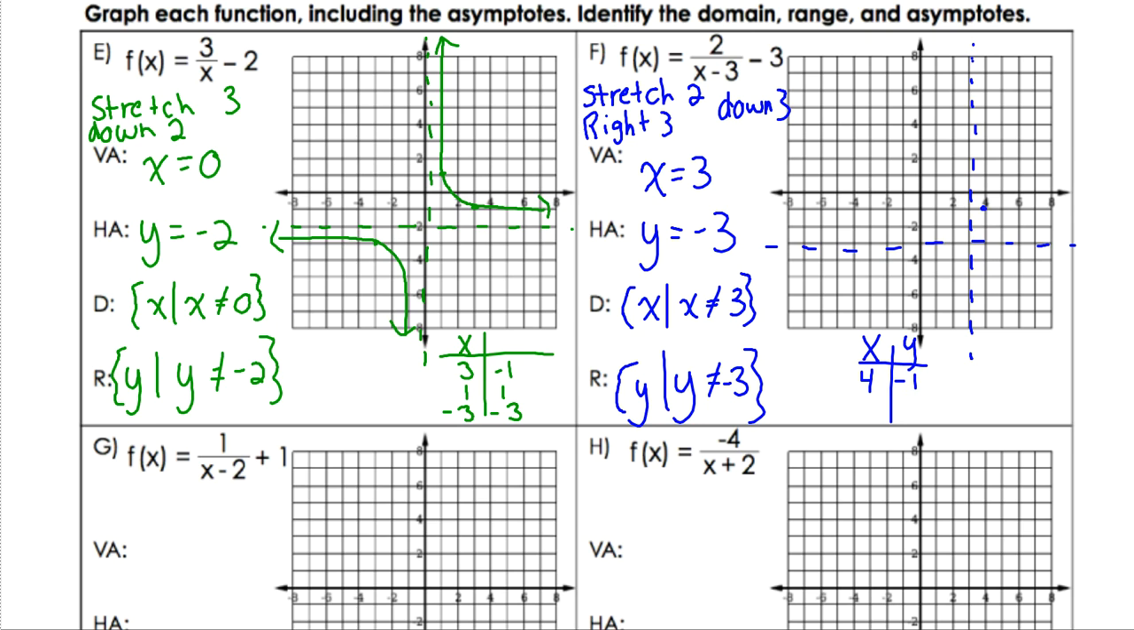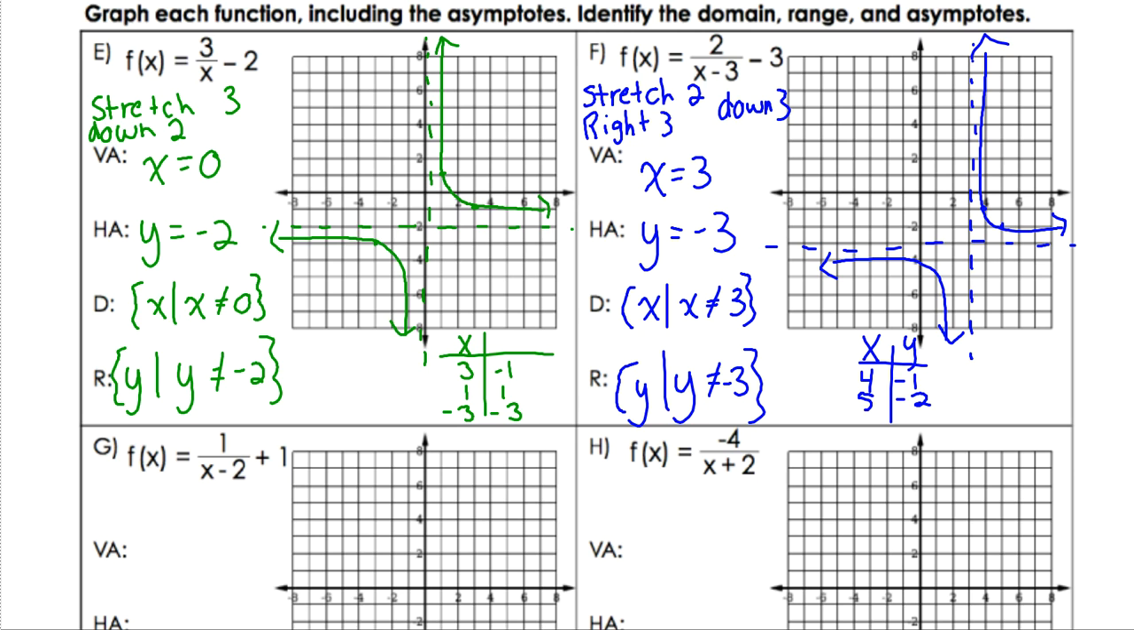Another easy one would maybe be 5, because 5 minus 3 is 2. 2 divided by 2 is 1, minus 3 is negative 2. So I can kind of get some ideas here about what's going on. We do know that there's that stretch of 2, so it's pulled a little ways away from where those asymptotes meet each other. So you have an idea of kind of what's going on there.